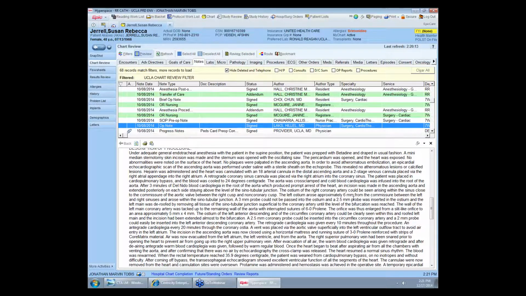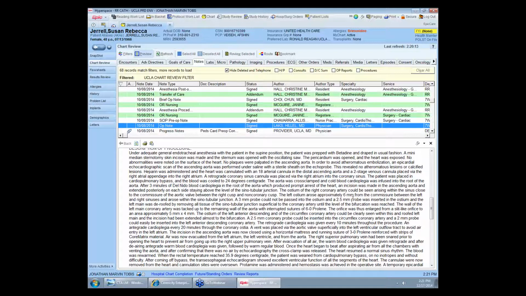Correct. Okay, a 3 millimeter probe would not pass into the ostium. A 2.5 millimeter probe was inserted in the ostium, and the left main was de-roofed by removing all tissue of the sinotubular junction superficial to the coronary artery until the level of the bifurcation was reached. The wall of the left main coronary artery was tacked up with the remaining wall of the aorta with interrupted sutures. The orifice was thus enlarged from a slit-like orifice to an area approximately 5 by 4 millimeters.